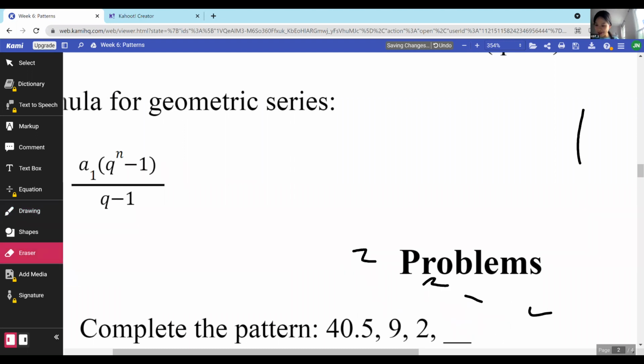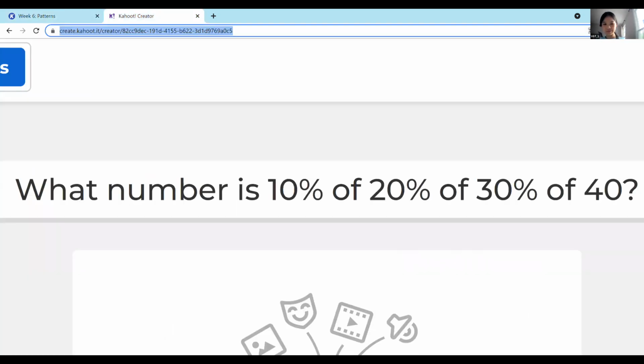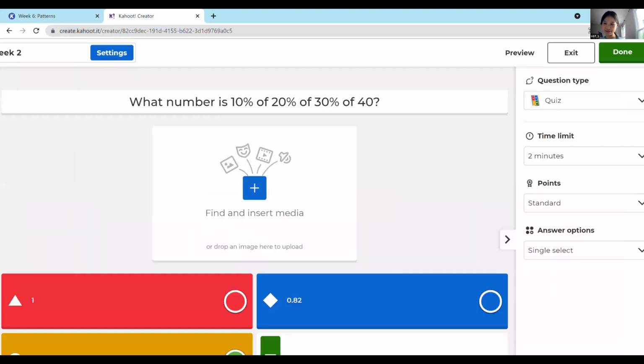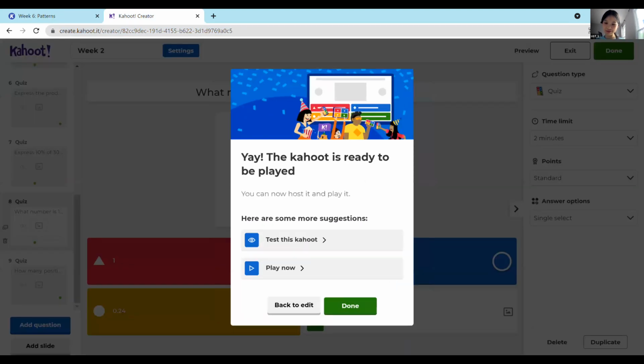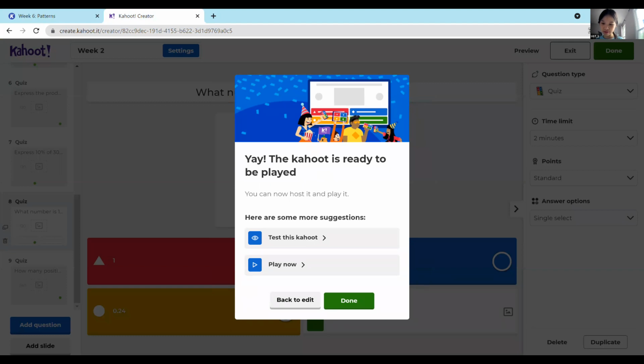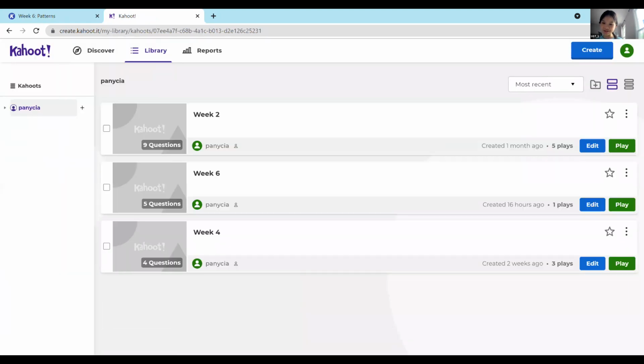So now we're gonna move on to a Kahoot, because the Kahoot is basically the basic concepts and sequences involving numbers and other patterns. Then we're going to try some challenge problems where you think deeply. We're going to do week 6.